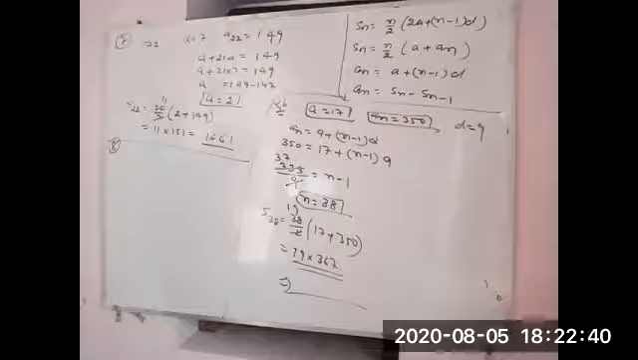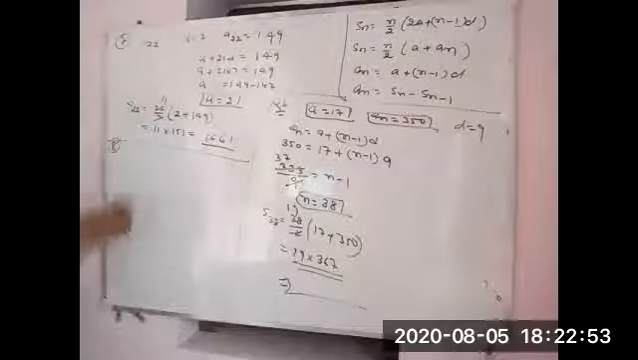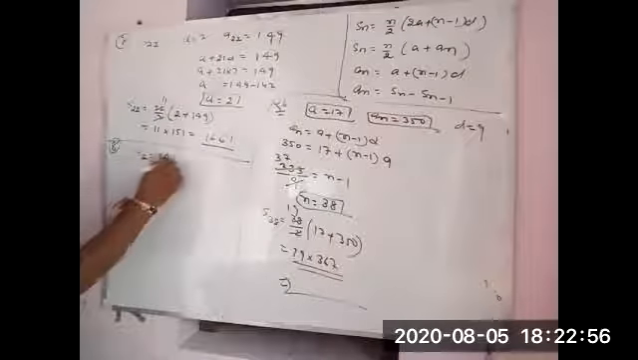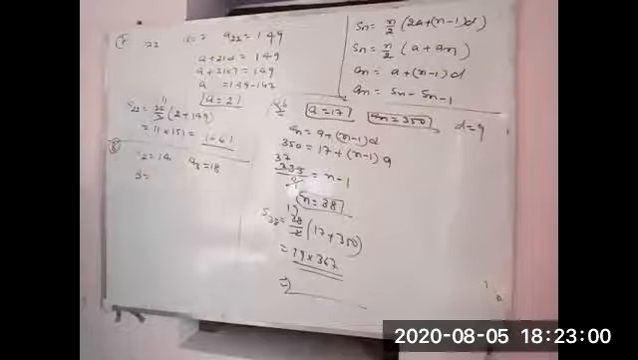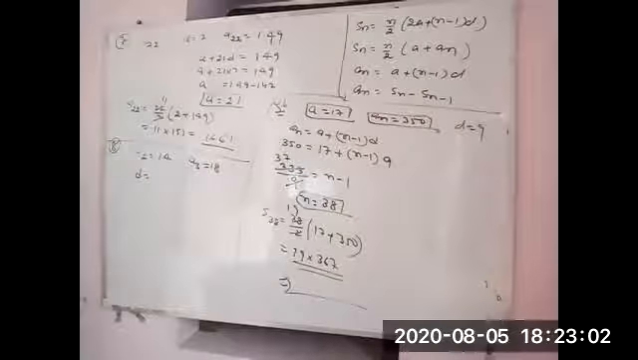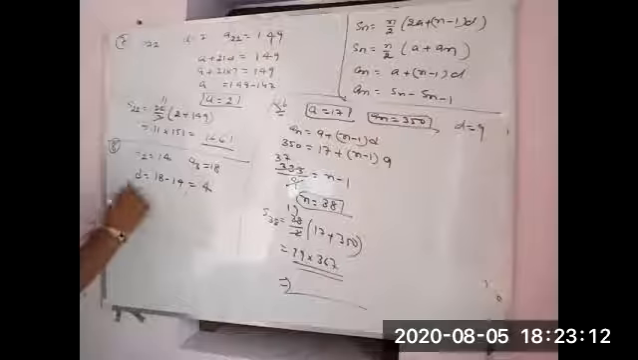Next. Find the sum of 51 terms of an AP whose second term is 14 and third term is 18. As we know, what is the meaning of d? d is the difference of two consecutive terms, where we subtract the preceding term. Okay, d will be 18 minus 14, it will be 4.